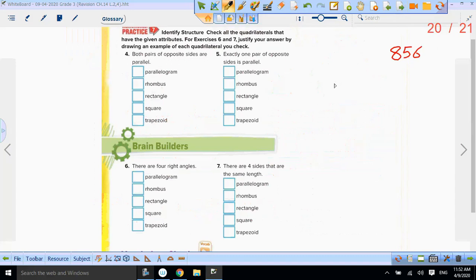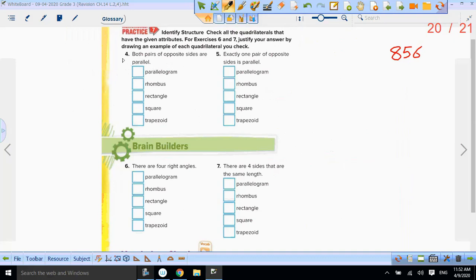Okay. In page 856, identify structure. Check all the quadrilaterals that have the given attributes for exercise 6 and 7. Justify your answer by drawing an example of each quadrilateral you check. Okay.